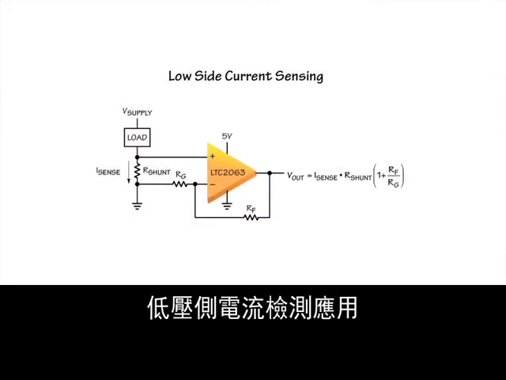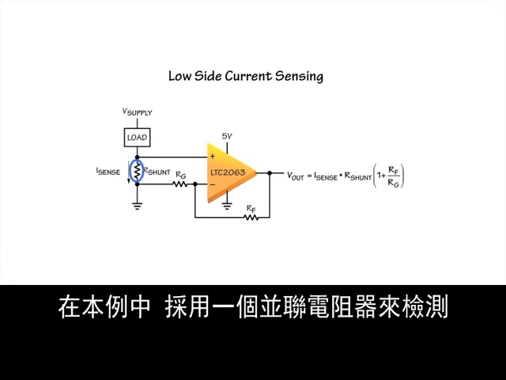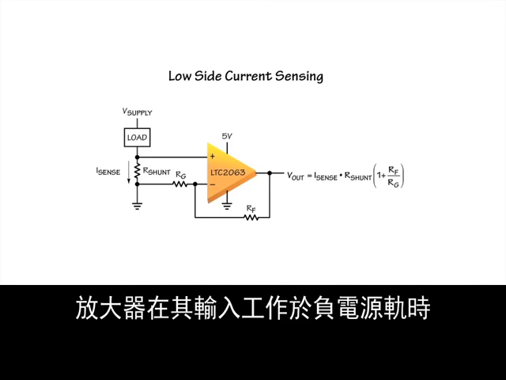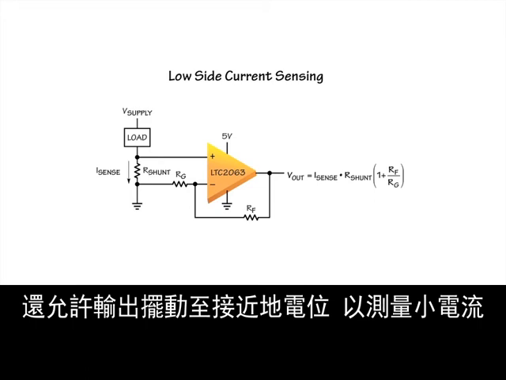Low-side current sense applications also benefit from the wide input common mode range of the LTC 2063. In this example, a shunt resistor is used to sense the supply current, and gain is applied to scale the output signal. The amplifier must maintain precision while its inputs operate at the negative rail. The LTC 2063's rail-to-rail output also allows the output to swing close to ground to measure small currents.